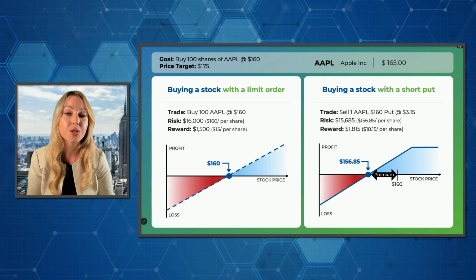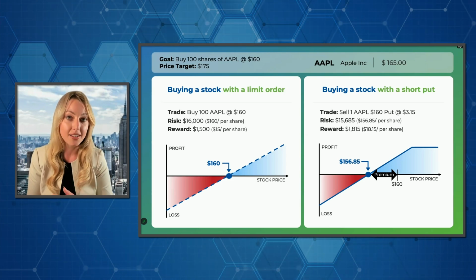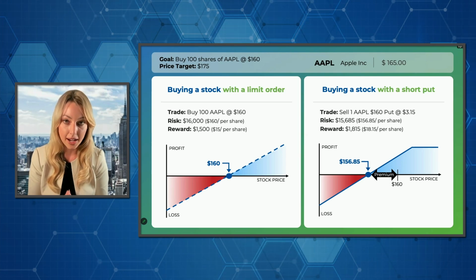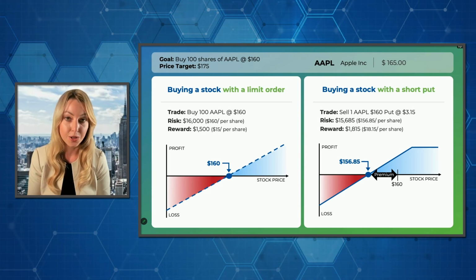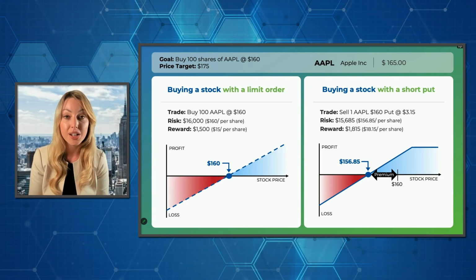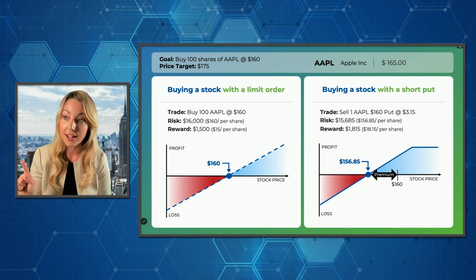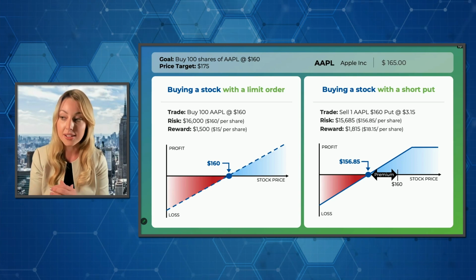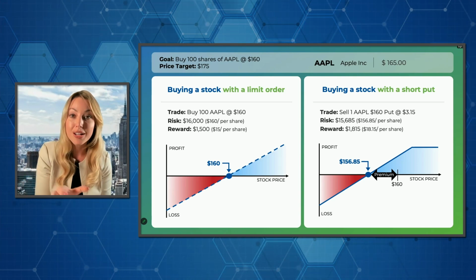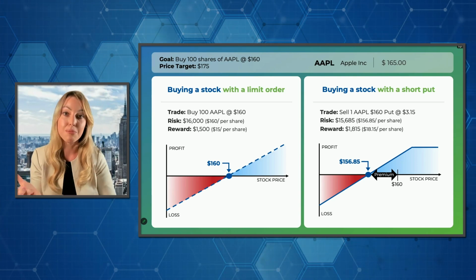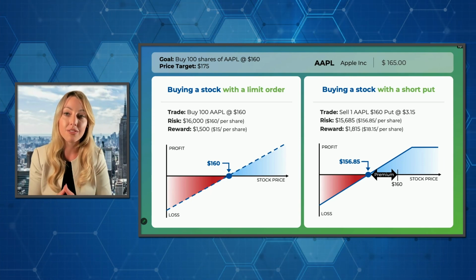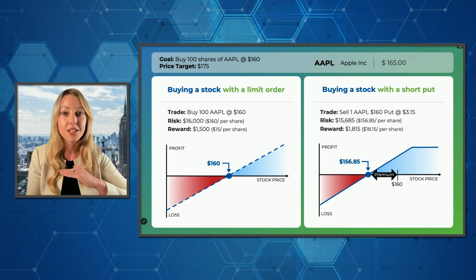In this example, when the prices were pulled, it was 45 days until expiration. So for 45 days, I'm obligated to buy Apple at $160 per share. And in exchange for that obligation, I'm receiving $3.15. And what that does is it will maximize your reward with that price target in mind, but it also reduces my risk exposure by the same amount because I am receiving $3.15. You can also think of it as a reduction of cost basis.